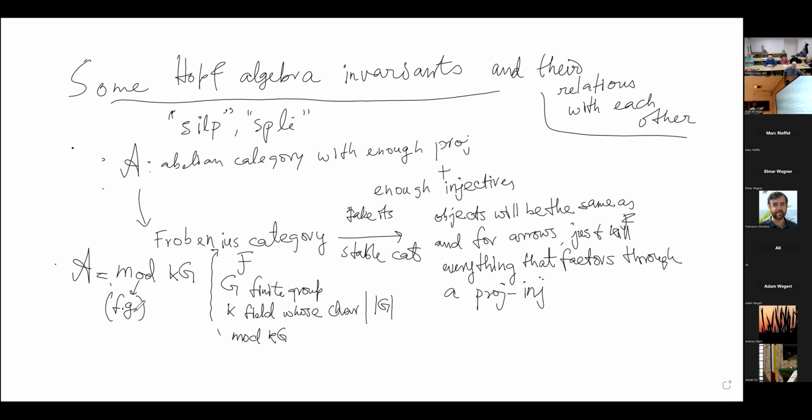But when G is not a finite group, and this is where my talk comes in today, and in place of K, my ring of coefficients is just a commutative ring with some additional properties. For example, let's say I assume additionally that the global dimension of this commutative ring is finite. Can I do this? Not so easily, and that's where Silp and Spli come in.